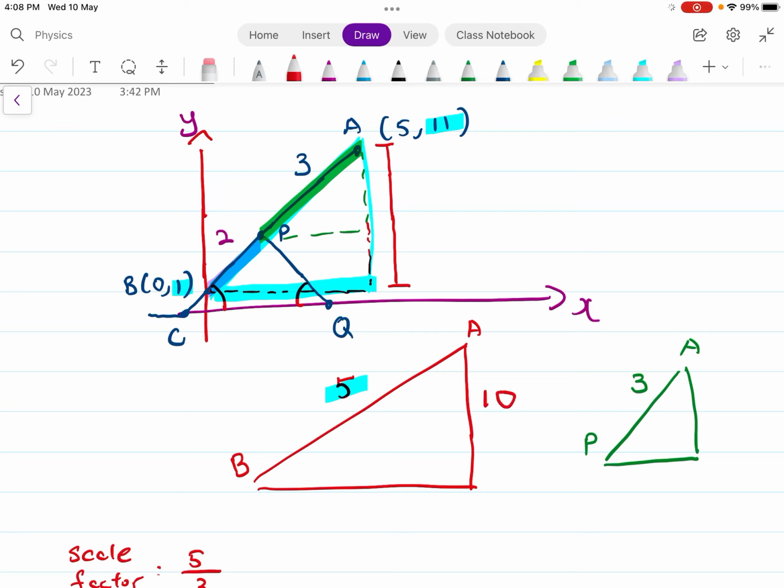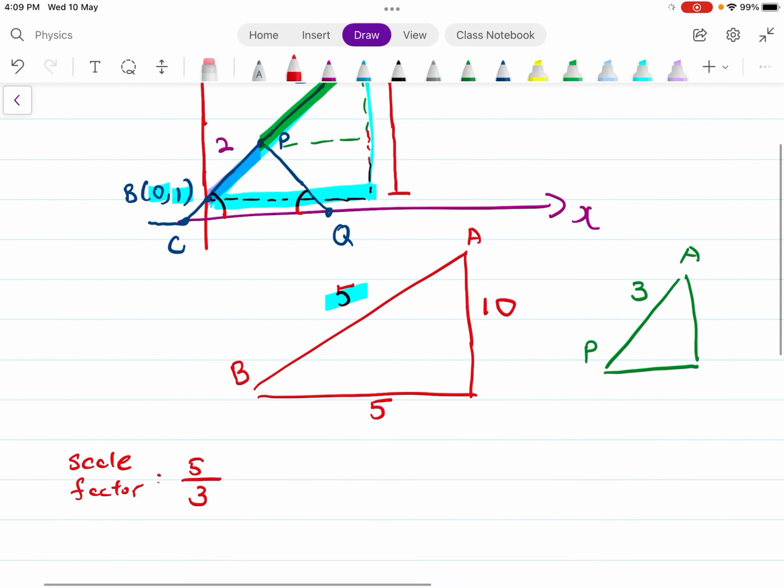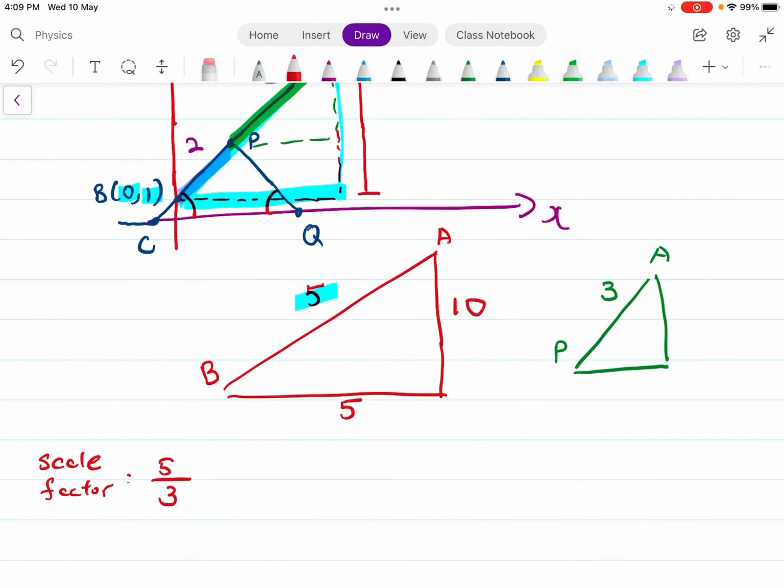What about the horizontal? The horizontal goes from B until A, so looking at the x coordinate, 0 to 5 is 5. Now I know all the lengths of the big triangle. Now it's time to find the height and the base of the small triangle, and this is where the scale factor comes in. The big triangle, with lengths 10 and 5, is 5/3 times longer than the small triangle.